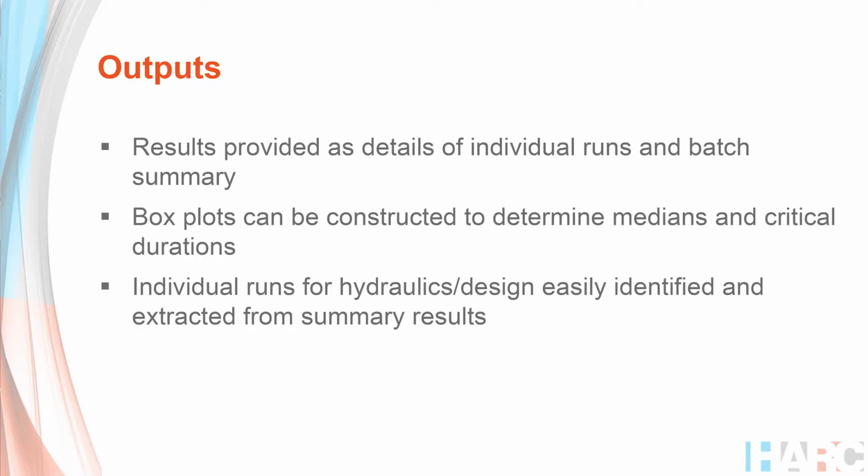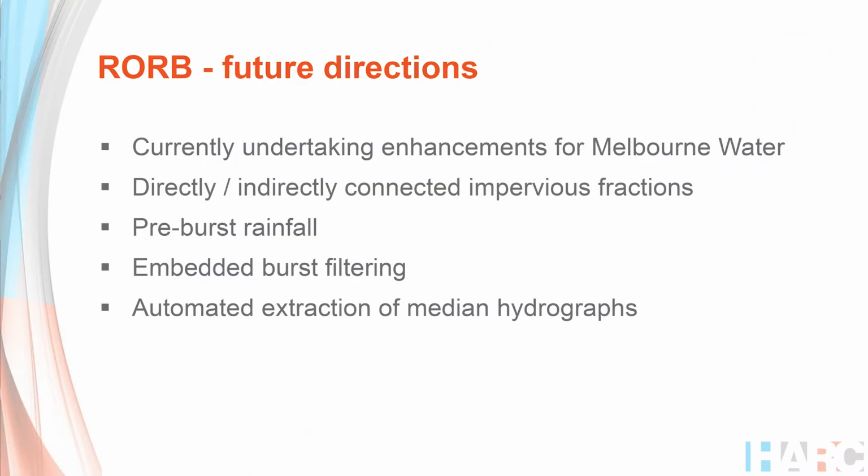The results are provided in RORB as a series of both individual runs and a batch summary. You can use box plots if you want to show some of that variability across the different durations and also within durations. But importantly, you can really easily pick out the individual run that's associated with the median that you want. So it's not hard to go from that kind of analysis to getting full sets of hydrographs, and you can have hundreds of hydrographs if you're doing a complicated two-flow model, or you can just have one if all you need is one.